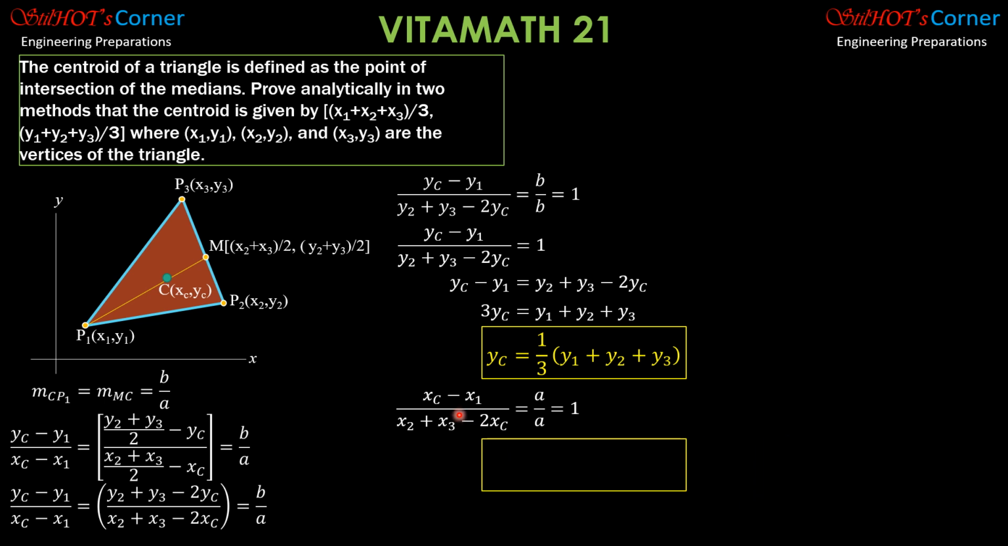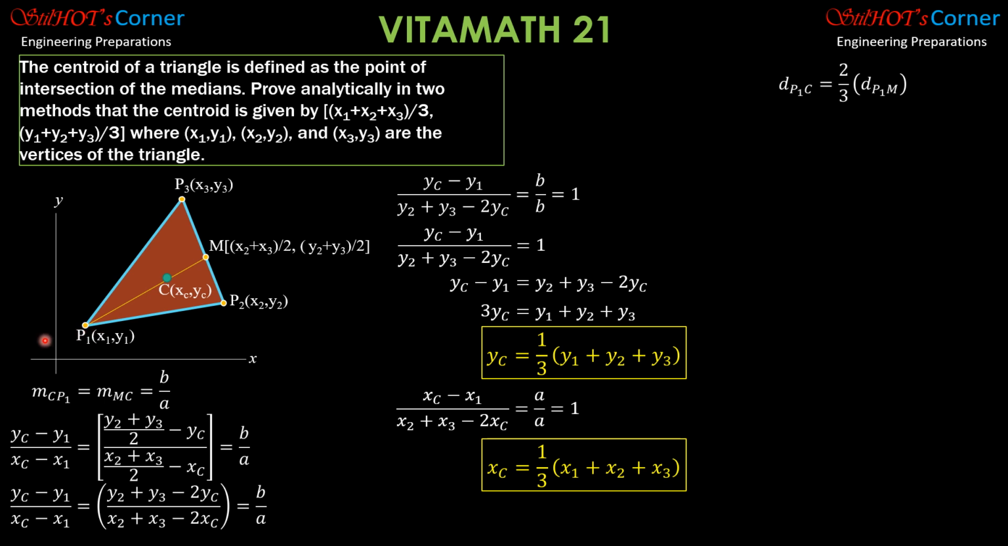Then x sub c minus x sub 1 equals 1/3 of x sub 1 plus x sub 2 plus x sub 3, with the same process as for y sub c. Now the second method of proving that these are the coordinates of the centroid of a triangle is the fact that the length of the line segment from P1 to the centroid is 2/3 of the length of the median. And I hope that you know that fact. That is, the distance from P1 to C is 2/3 the distance from P1 to M.